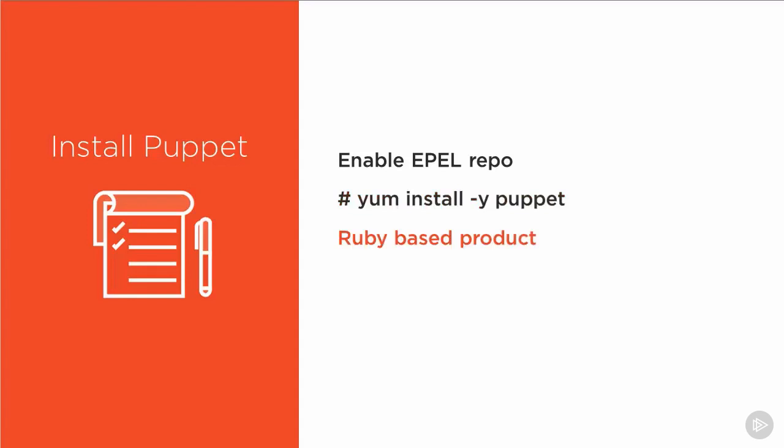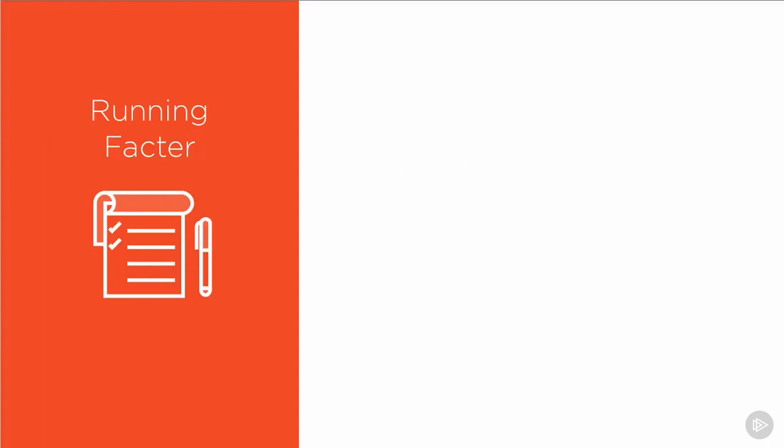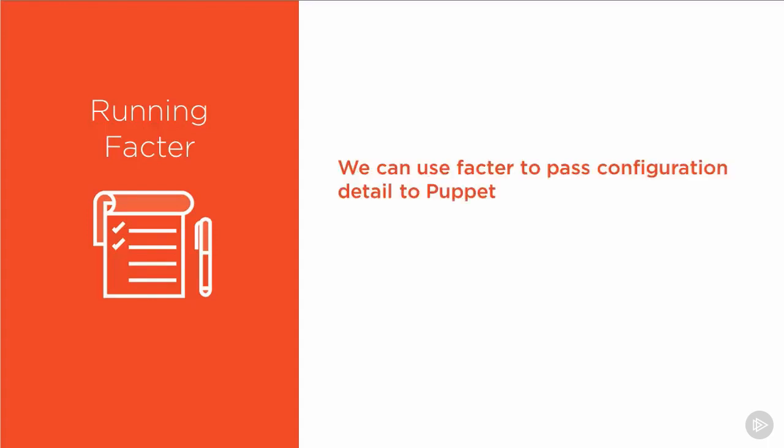We can then go through and run the command yum install -y puppet. We can see that this is very much Ruby based, with the amount of Ruby product that is also going to be installed. Once we have it installed, we can check the version of Puppet on an individual client by using puppet --version. We've got a command called facter, and we would have seen that this is a dependency package to Puppet itself. This can be used to pass configuration detail or data through to Puppet itself.